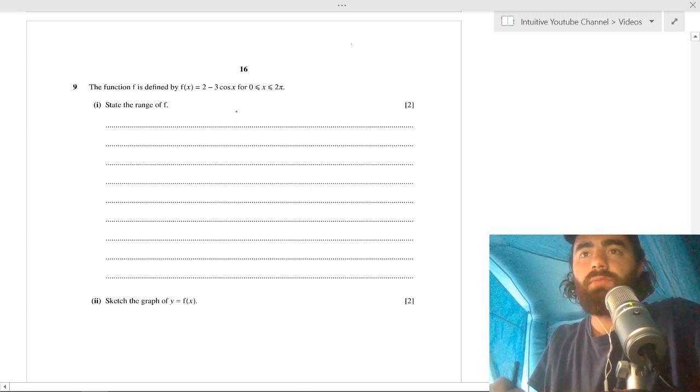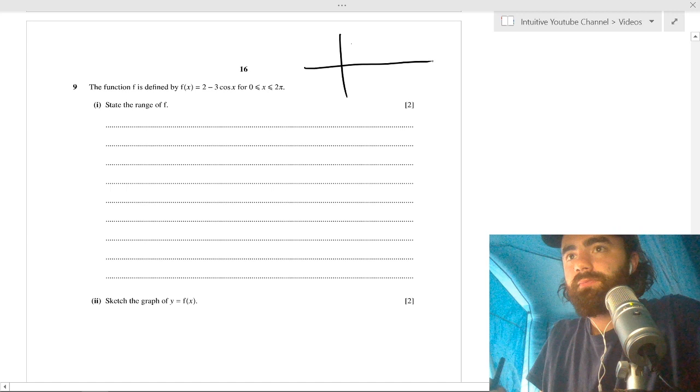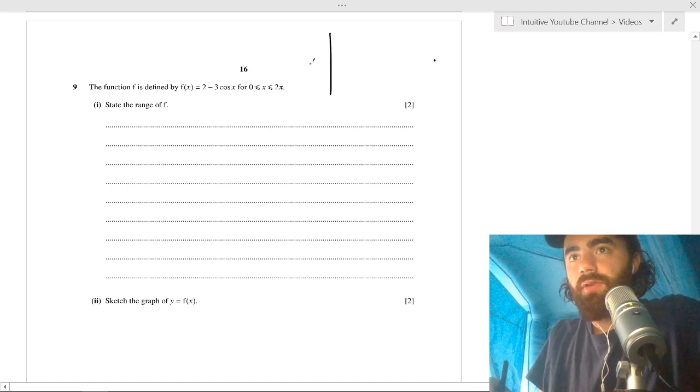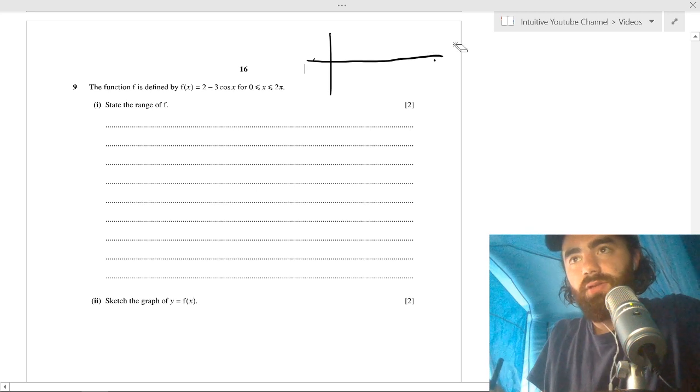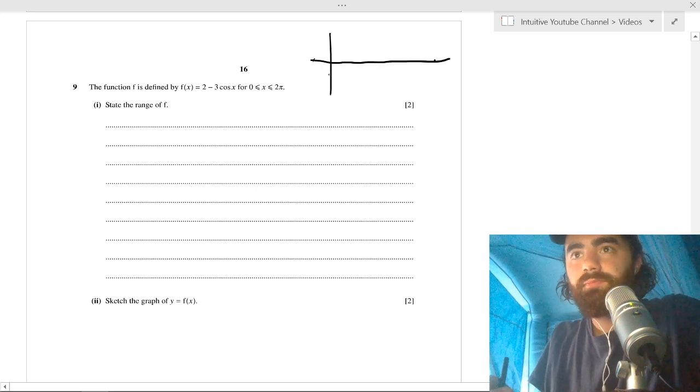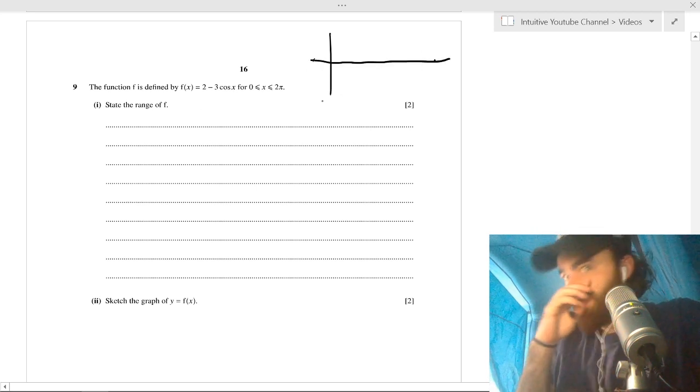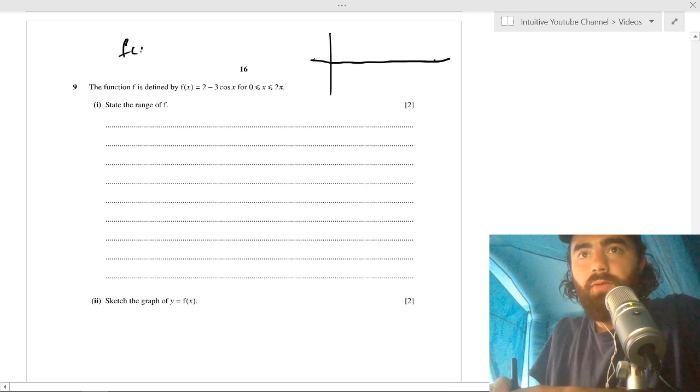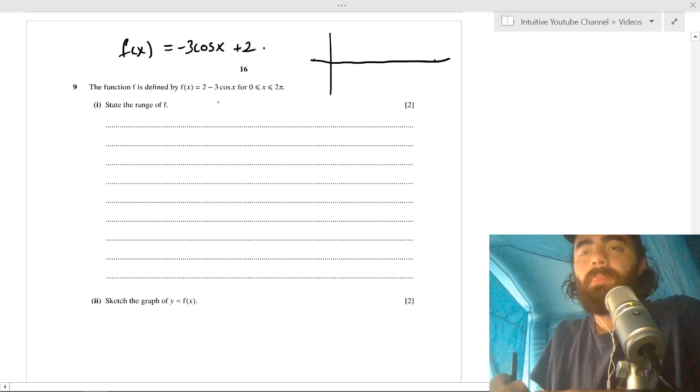Okay, I'm just gonna sketch this to figure this stuff out. Oh, it tells you to sketch it below. Let's sketch it to see what our range is. Well, we have f of x equals 3 minus 3 cos of x plus 2.